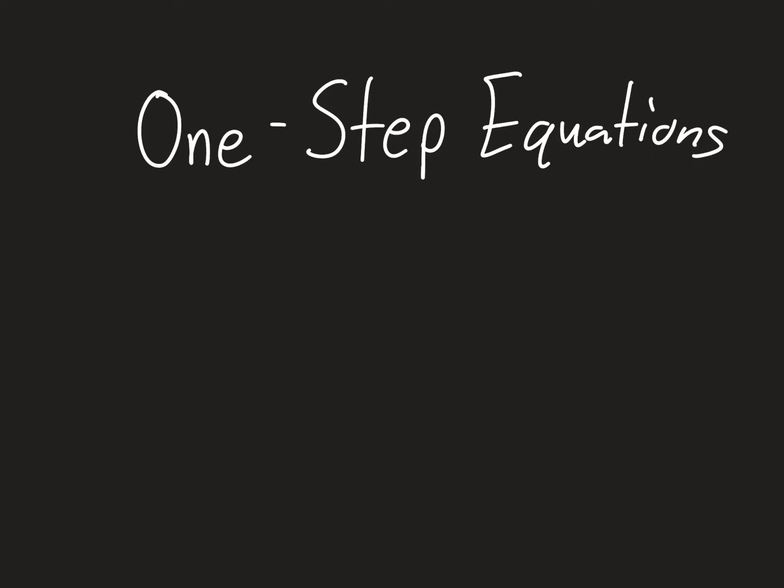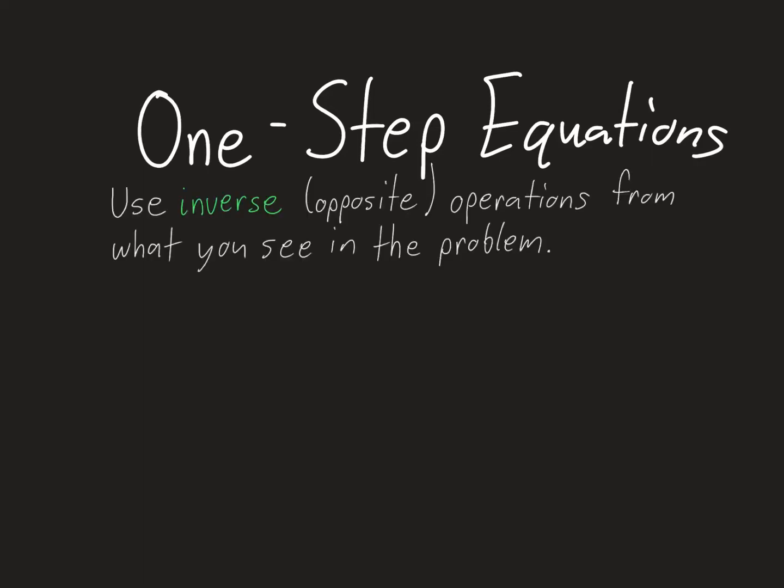Today, we will start by discussing one-step equations. There are two things to keep in mind when solving equations. First, you will use inverse or opposite operations from what you see in the problem. So, if x plus 2 equals 7, then to solve for x, instead of adding 2, you would subtract 2, because the inverse of addition is subtraction.